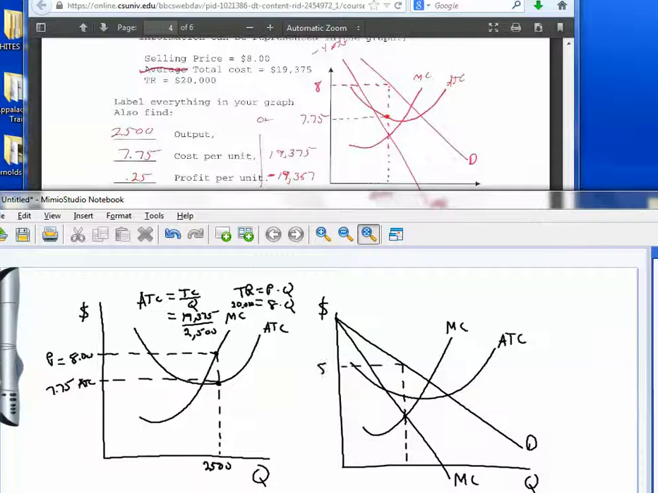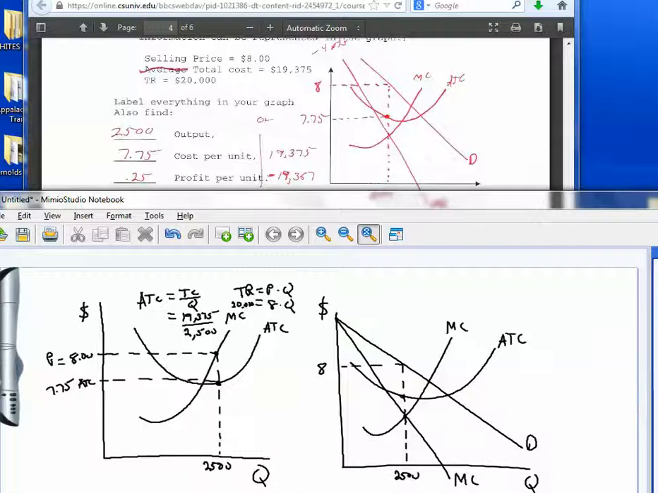So that's given $8. And then again, you know that output is 2,500 for the same reason as before, because you're given that total revenue was $20,000 and total revenue is P times Q, and since P was given to be 8, Q then must have been 2,500.